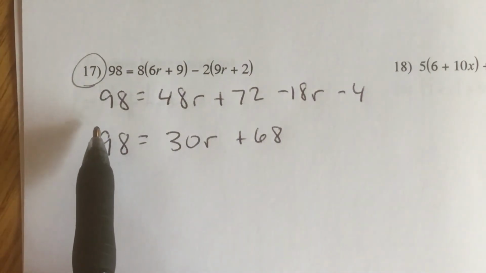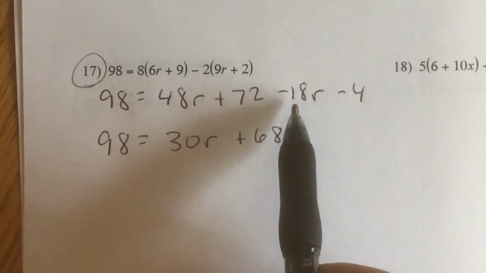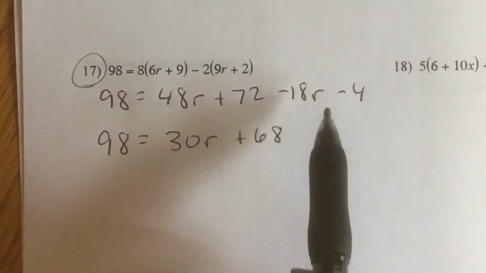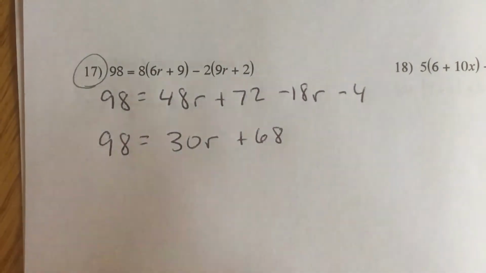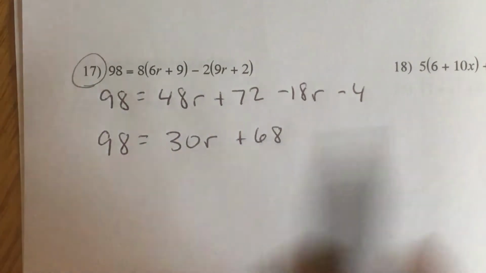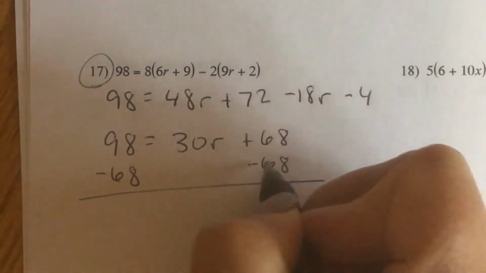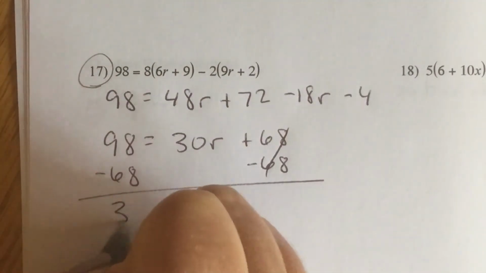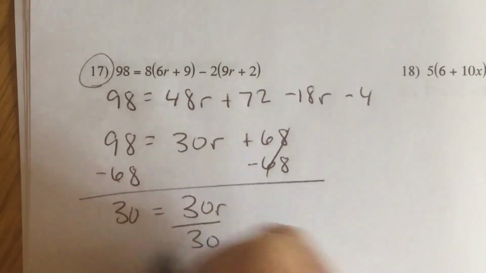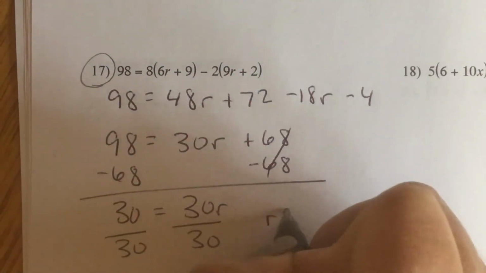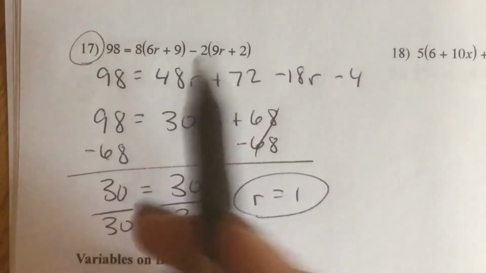So that's a very common mistake. If the 72 and the -4, or the 48 and the -18, are on the same side, then when you put them together, you don't change the signs of anything. You leave them the way they are. Now, I need to move this 68 over, so I am going to subtract it from both sides. So that'll leave 0, and I get 30 is equal to 30R. Divide both sides by 30, and you get R is equal to 1. So that's how you do that when you just have more to distribute.